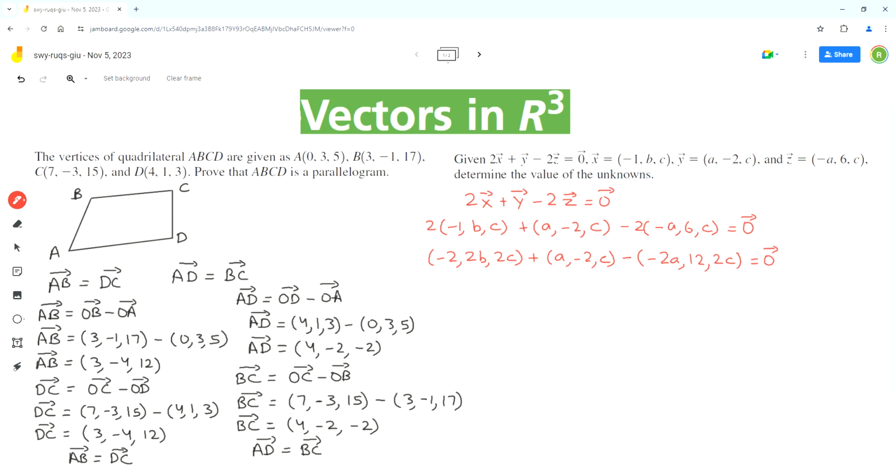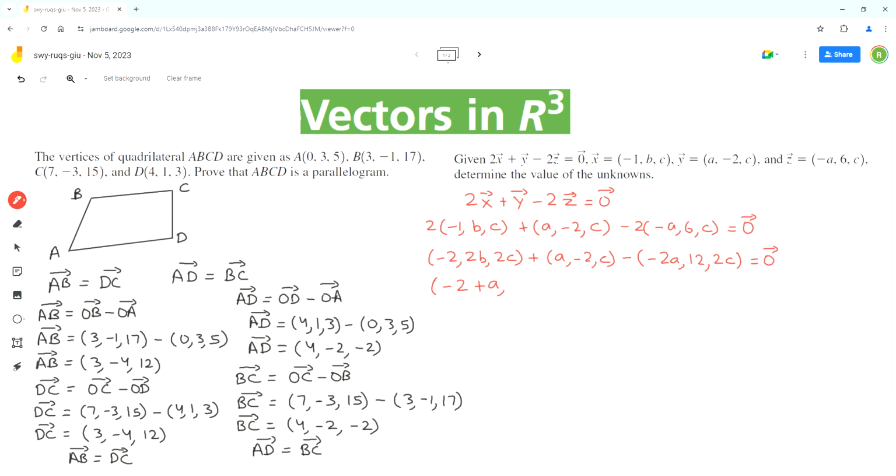Now we can combine these three vectors. So we'll start by adding the first two vectors. So we'll add their x, y, and z components. So the x components are negative 2 and a. So we add them and get negative 2 plus a.